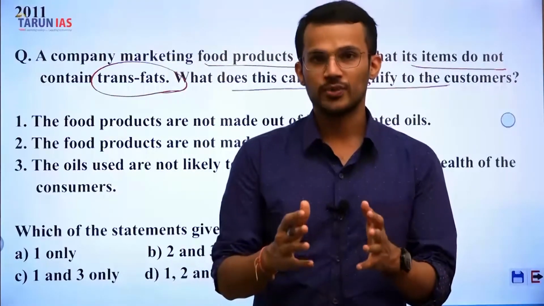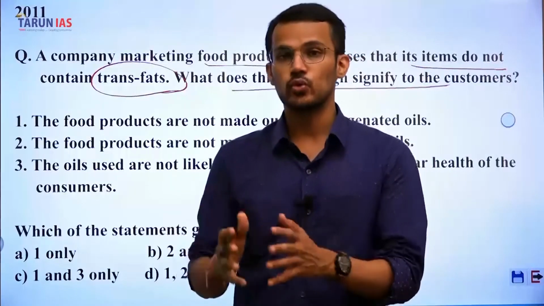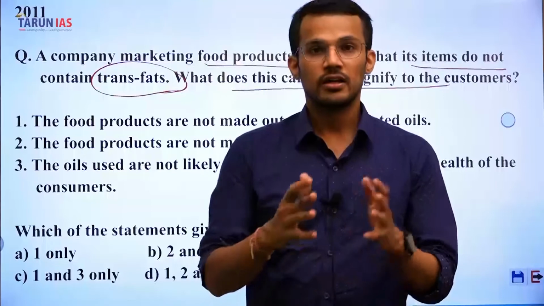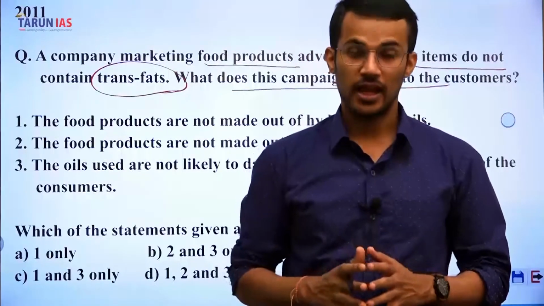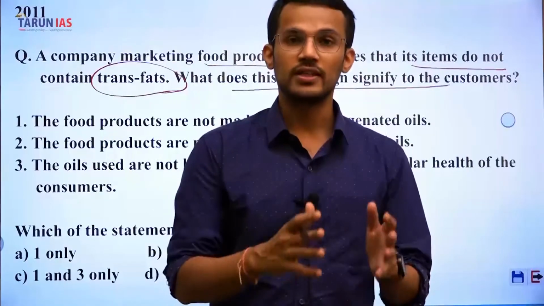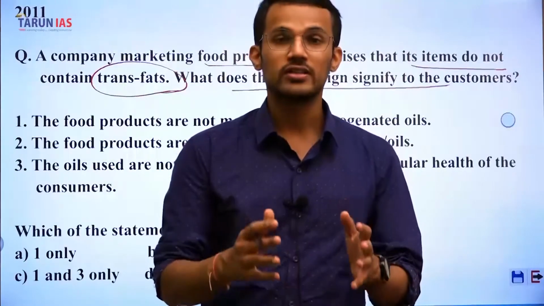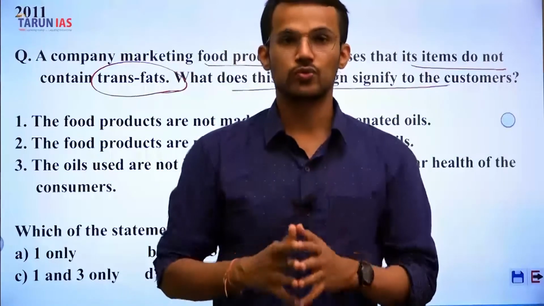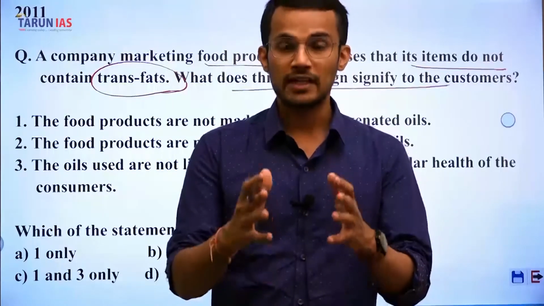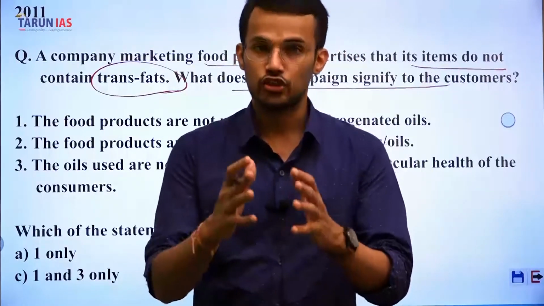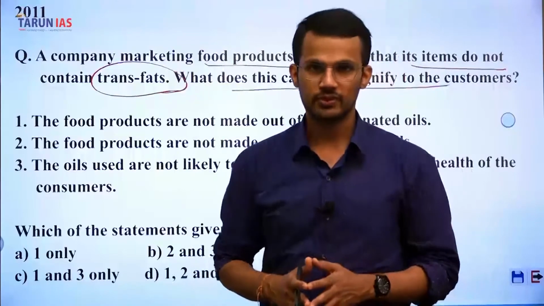Whenever hydrogen is added to vegetable oil, it produces trans fat, and this trans fat is used for various food products, because trans fats increase the shelf life of those food products, especially bakery products, and also trans fat is a comparatively cheaper source of oil, right?